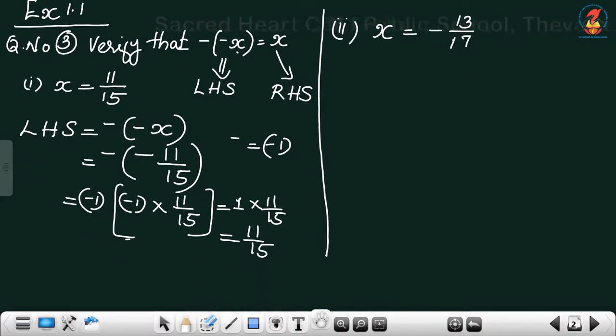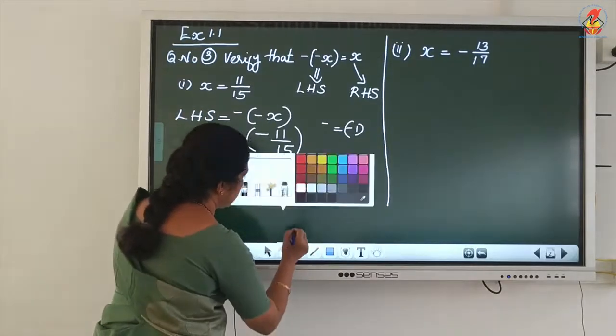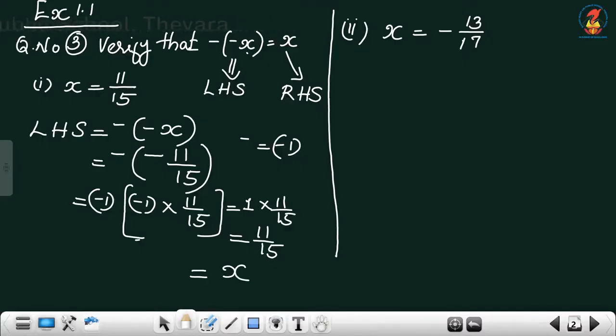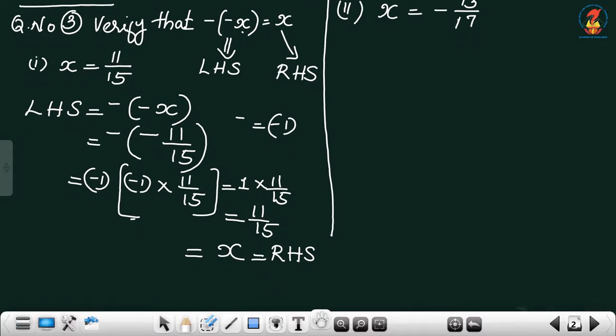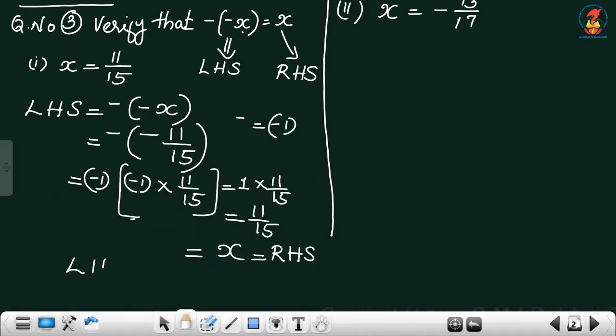Then 11 by 15 is equal to what? The variable x. So which is equal to the variable x. Then what is the right hand side value? X, which is equal to RHS. Therefore LHS is equal to RHS. Therefore negative of negative x is equal to x.